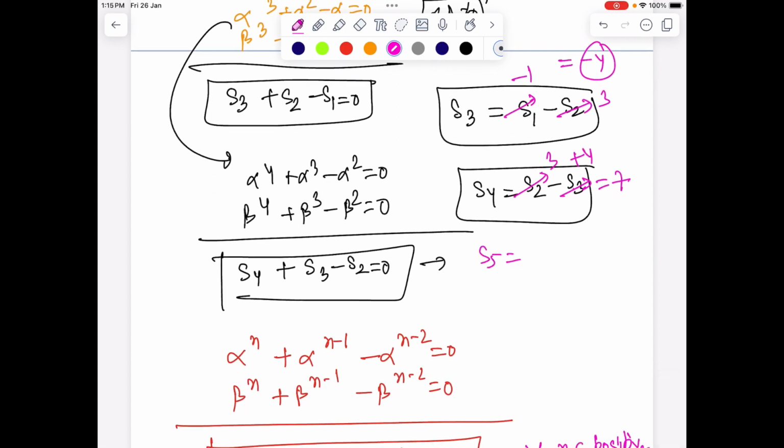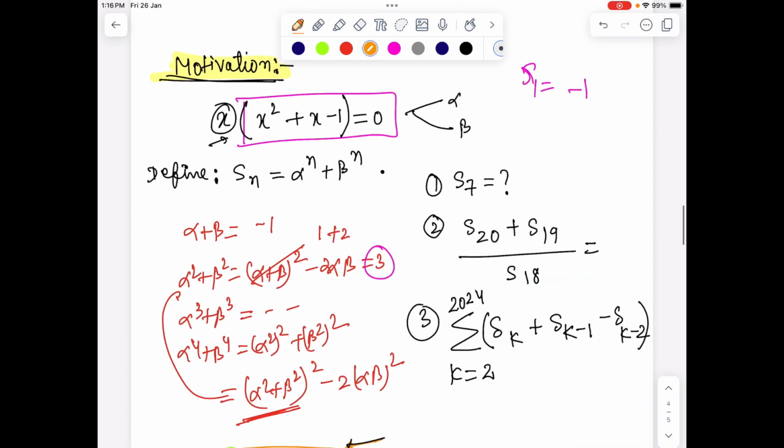What about s5? It's going to be s3 minus s4. Next, s20 plus s19 by s18. From the recursion we have already seen, if I put n value as 20, then s20 plus s19 is going to be s18, and clearly s18 is non-zero, so this value is going to be 1.